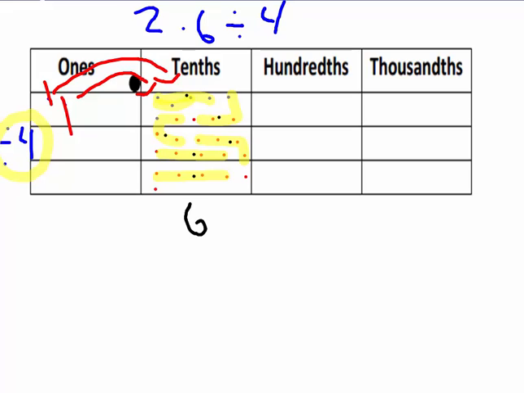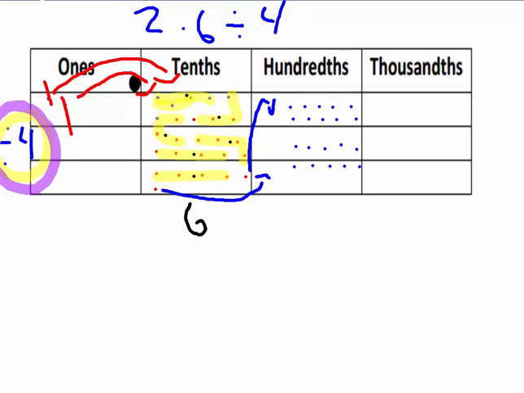So what can I do? Well, I can regroup them. So that would be 1, 2, 3, 4, 5, 6, 7, 8, 9, 10. 1, 2, 3, 4, 5, 6, 7, 8, 9, 10. And now what do I do? Well, I'm making groups of 4 again.